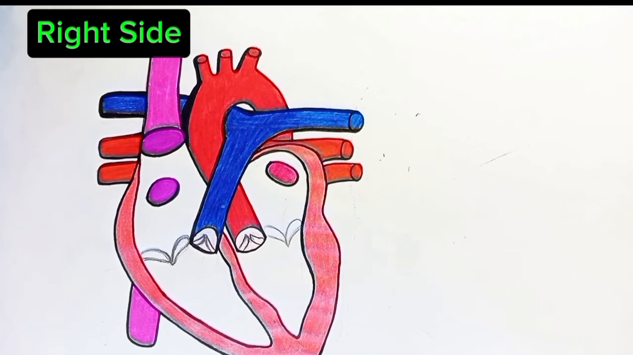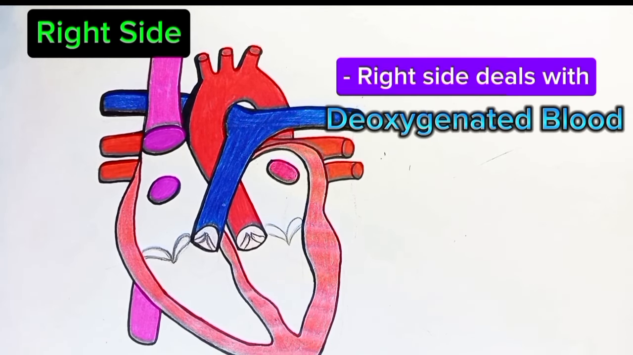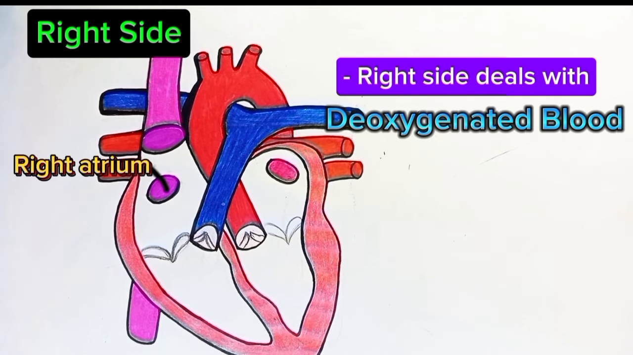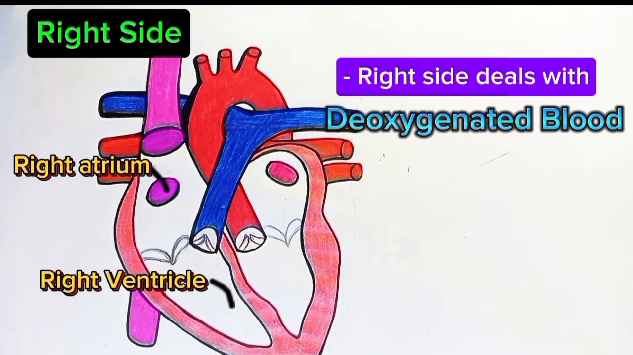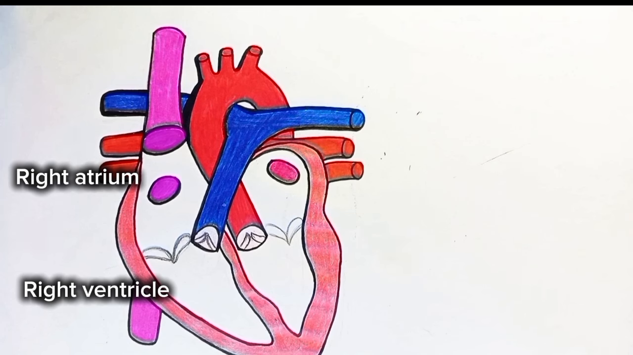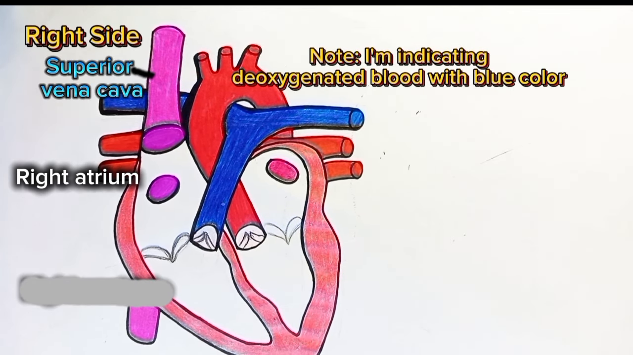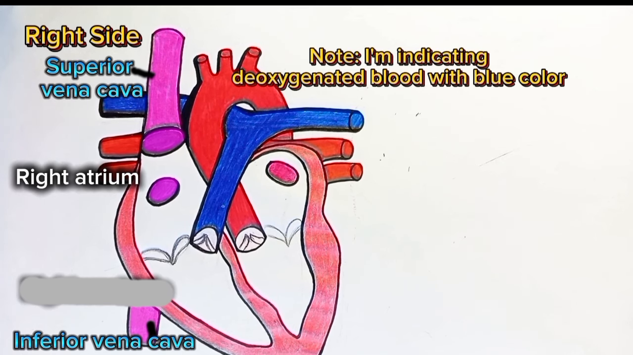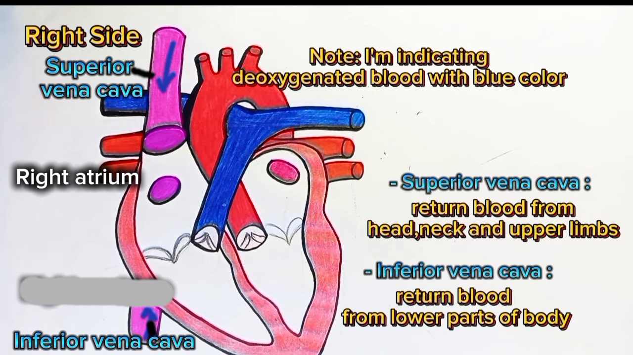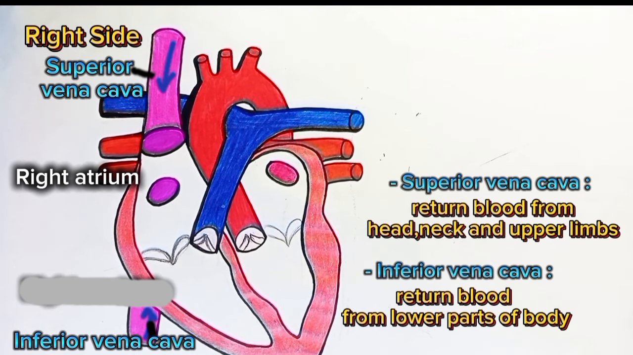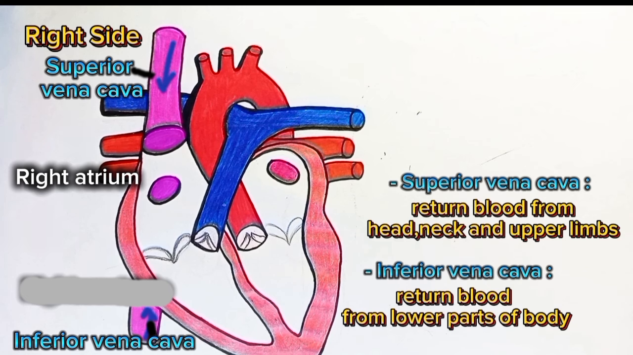The right side of the heart deals with the deoxygenated blood. The right side of the heart has two chambers: right atrium, the right ventricle. The right atrium receives deoxygenated blood from the superior vena cava and inferior vena cava. Superior vena cava returns the deoxygenated blood from head, neck, and upper limbs, while the inferior vena cava returns deoxygenated blood from the lower parts of the body.